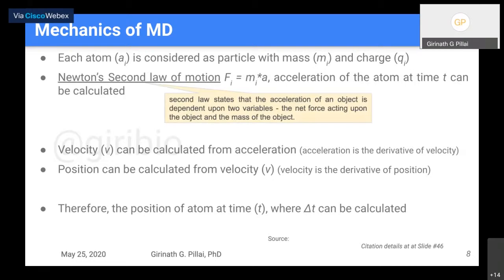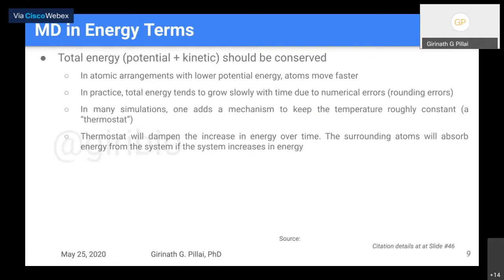That's the mechanism. The second law states that the acceleration of an object depends upon two variables: the net force acting upon the object and the mass of the object. But when talking about MD in energy terms, we always think the total energy should be conserved. The total energy is the potential plus the kinetic. So there will be a shift of energies happening, but the total energy will be maintained.